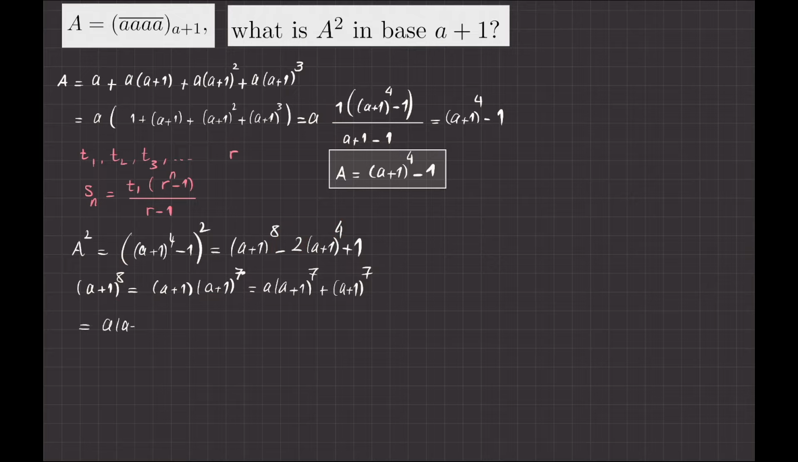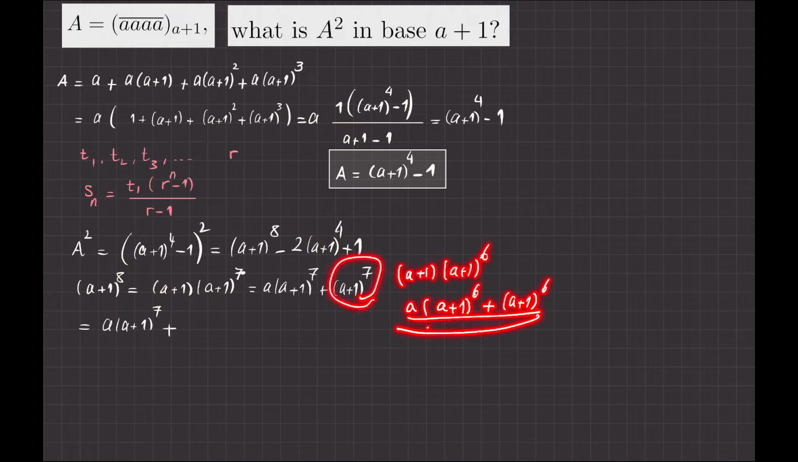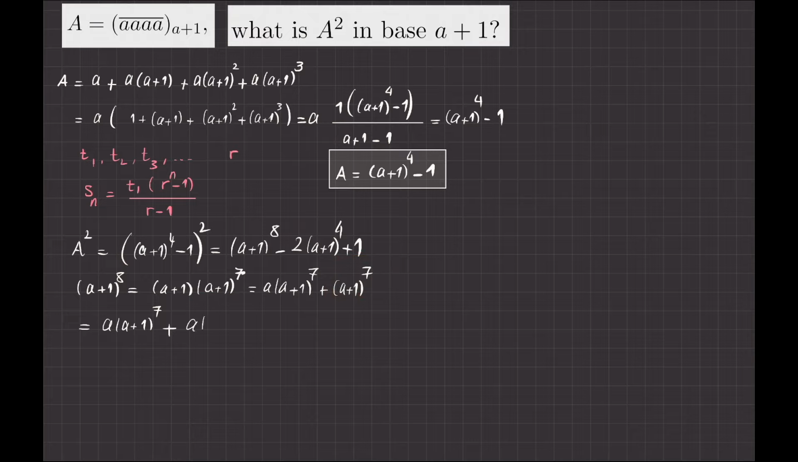I copy and paste the first term. For the other one, let me write it here. So I will write it as (a+1) times (a+1)^6. Then I multiply a in. It becomes a times (a+1)^6 plus (a+1)^6. So the next one, instead of this, I would write like that. So this becomes a times (a+1)^6, and then I have (a+1)^6. Again, I copy and paste the first two ones, and then I break this one again.